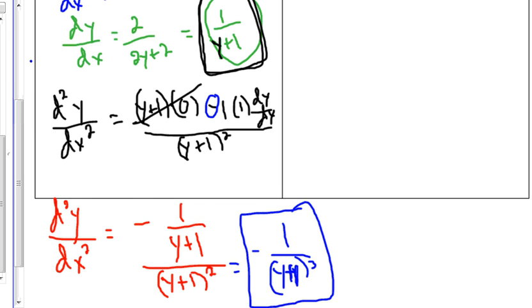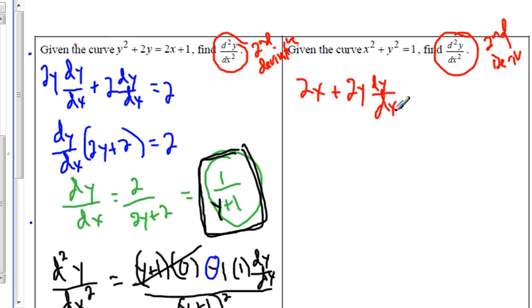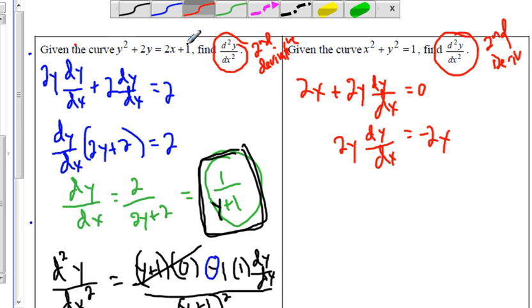All right, we're going to do the same thing on the next problem. So let's find the second derivative of x squared plus y squared equals 1, which hopefully we see as being a circle. So the derivative of x squared is just 2x. Derivative of y squared is 2y dy dx. And the derivative of 1 is 0. So we're going to keep all the dy dx on the left side. Move the 2x to the right side. It's going to be negative. We're now going to get dy dx by itself.